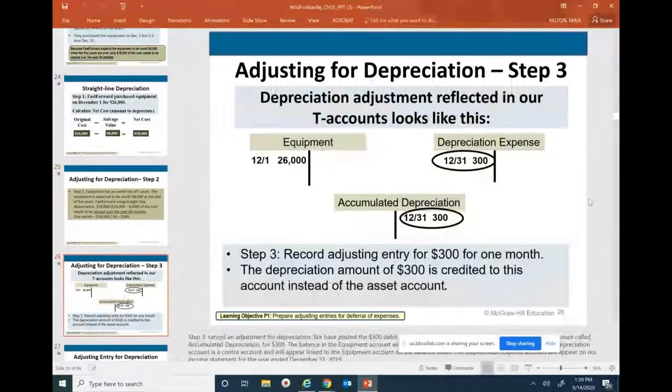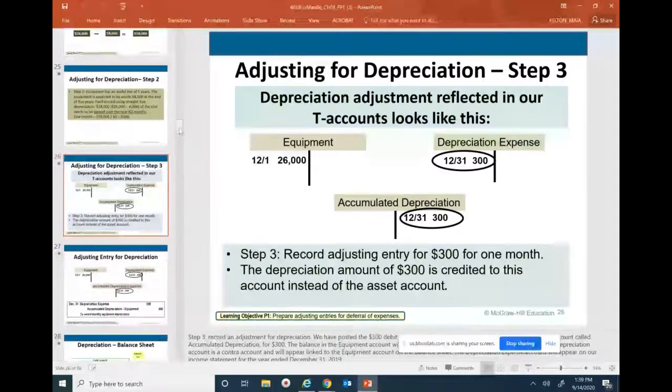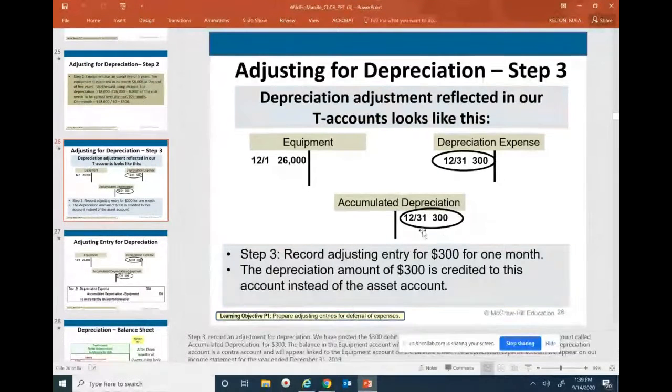When we're ready to adjust for depreciation, we will leave the equipment account alone. This account will not change until the time of retirement of the asset. Now look at this account. We'll be using an account called accumulated depreciation, which goes hand in hand with equipment. We'll be crediting this account.